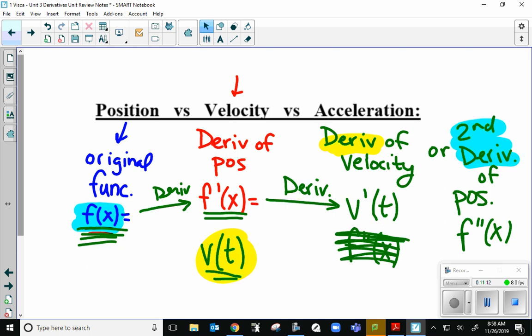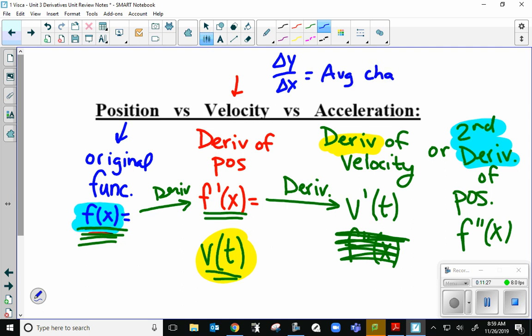Derivatives. It's the same thing as slope. When I have 2 points, 2 coordinates, I can always use my change in y over change in x. That gives me the average change of the slope. But when I want to find the slope at 1 point, I don't have 2 points, so I can't do y2 minus y1 over x2 minus x1. I need 2 coordinates to do that. When I want to find the instantaneous change, that's when I use the derivative.